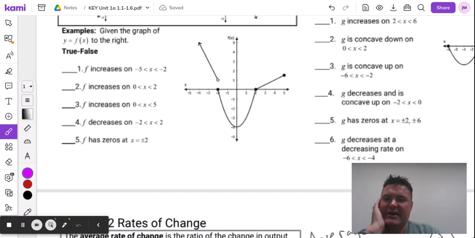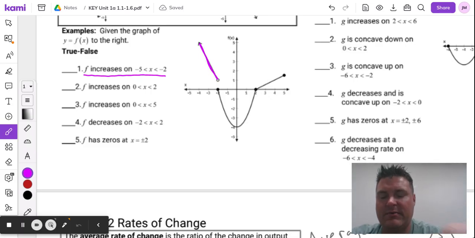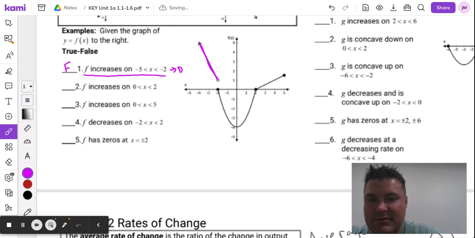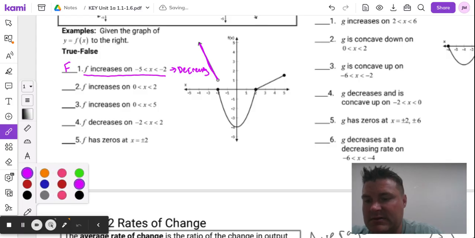Okay, example down below, it's just true or false. Here's our graph. This is actually a piecewise function. It doesn't tell us exactly what the piecewise function is, but it does give us a graph of it. So, f increases from -5 to -2. I'm going to trace these so you can see. Going from left to right, what's happening to those values on f? You said smaller, so that means we are actually decreasing. So this is false. We are decreasing.